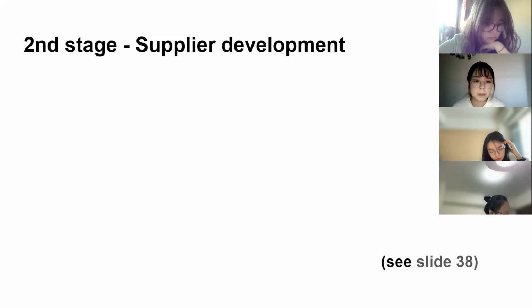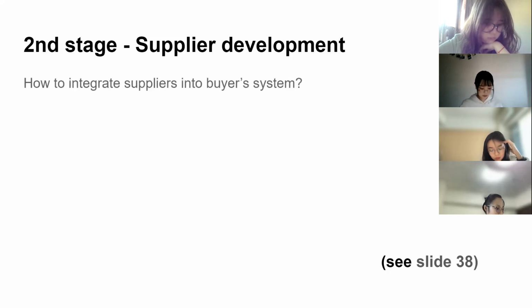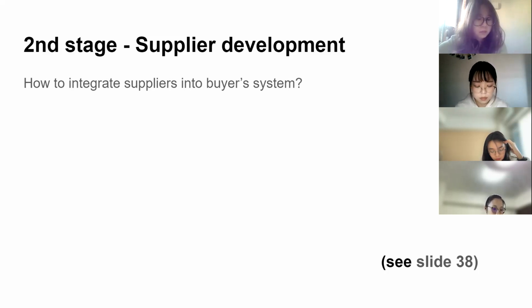Okay. The second stage, I've put there supplier development. So supplier evaluation and supplier development. How to integrate suppliers in when you already selected the supplier? Now, this is already the second step. You already have the supplier. How do you make sure that this supplier become part of your business ecosystem? How do you integrate them? What do you need to do? Anyone? What do you need to do?